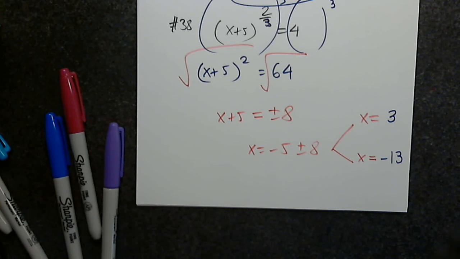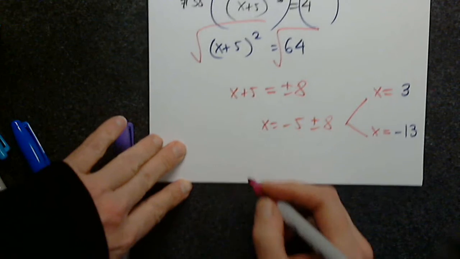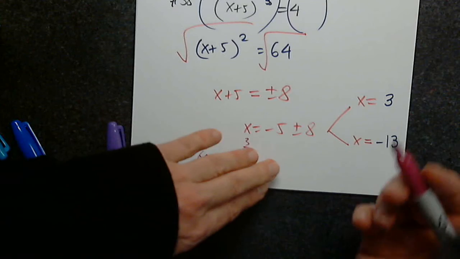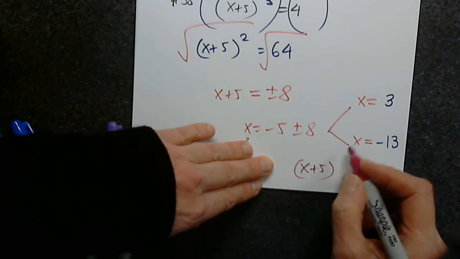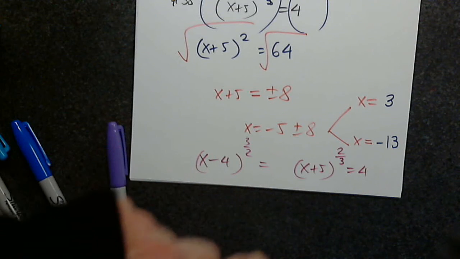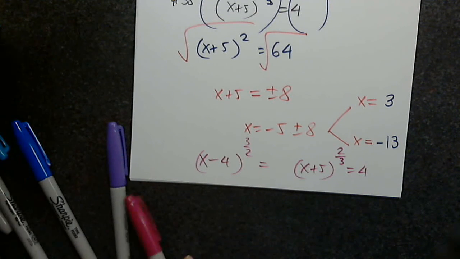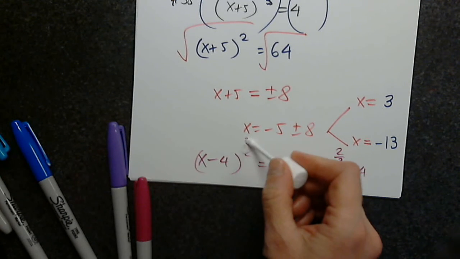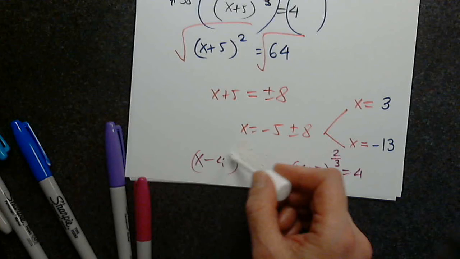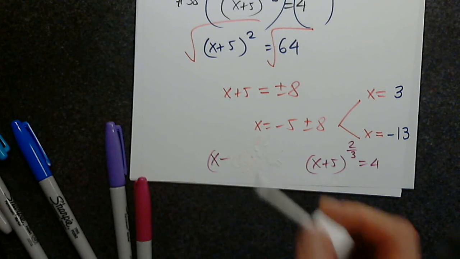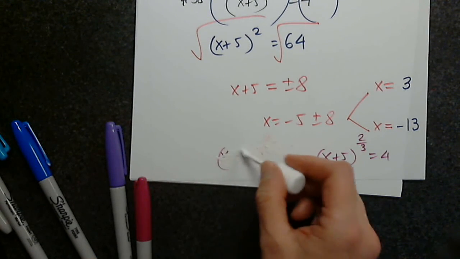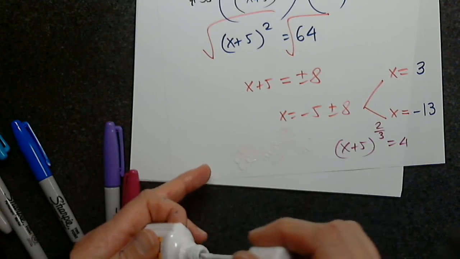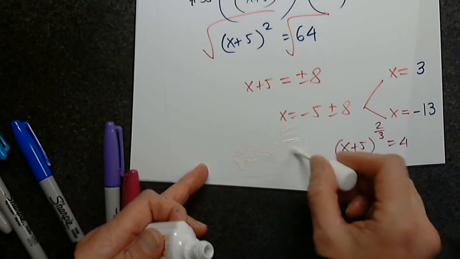Let's go back and plug them in. Here's the original problem. X plus 5 raised to 2/3 equals 4. I'm copying the previous problem, sorry. So we replace x by 3. What do we get? I don't want to confuse you when I post this, so that's why I have to get it out of here. Sorry about that.